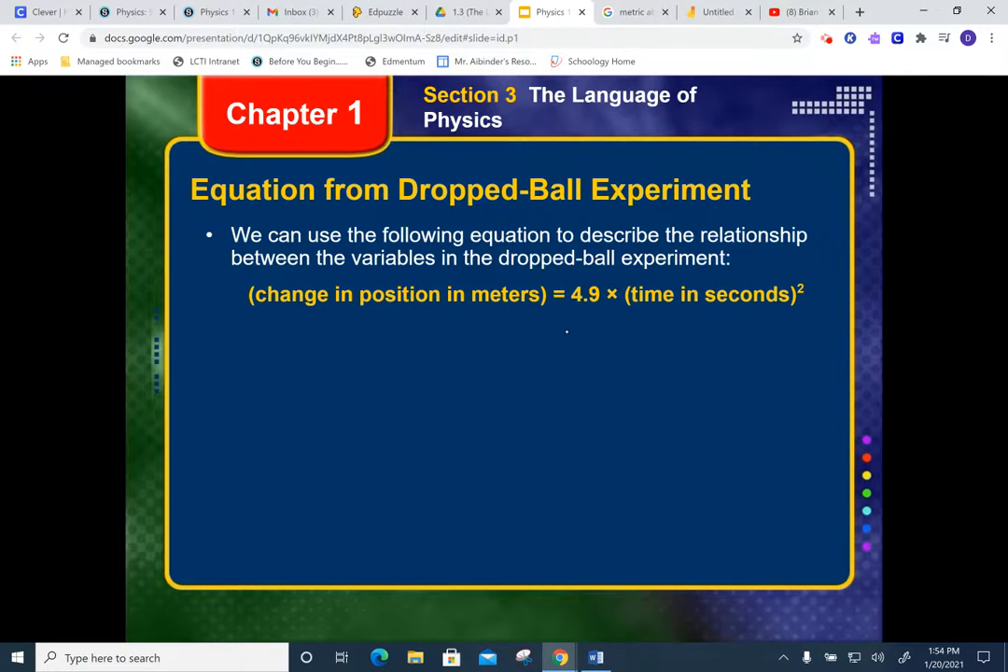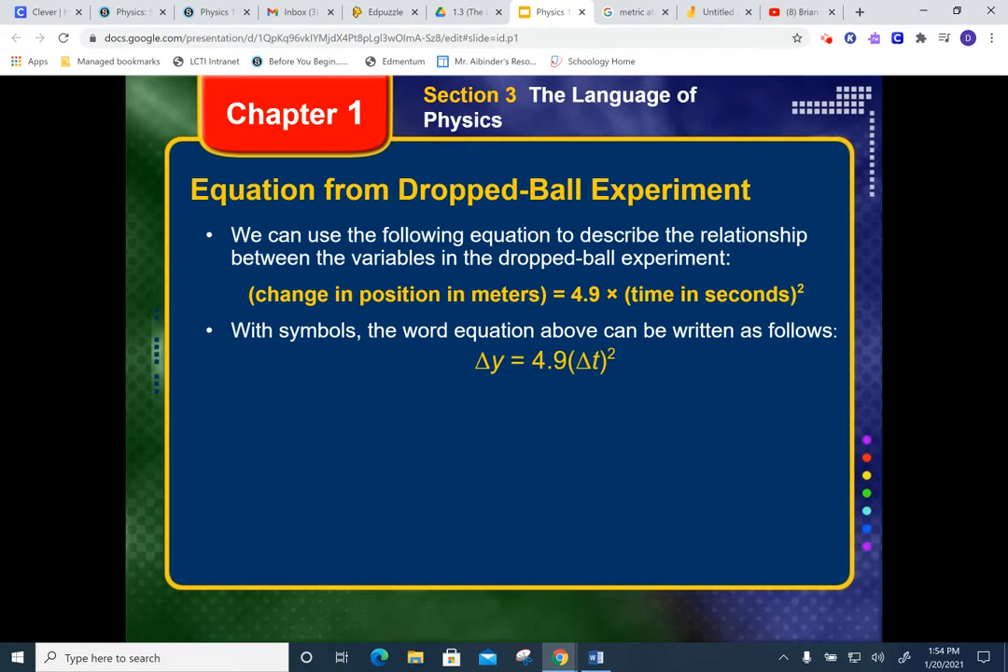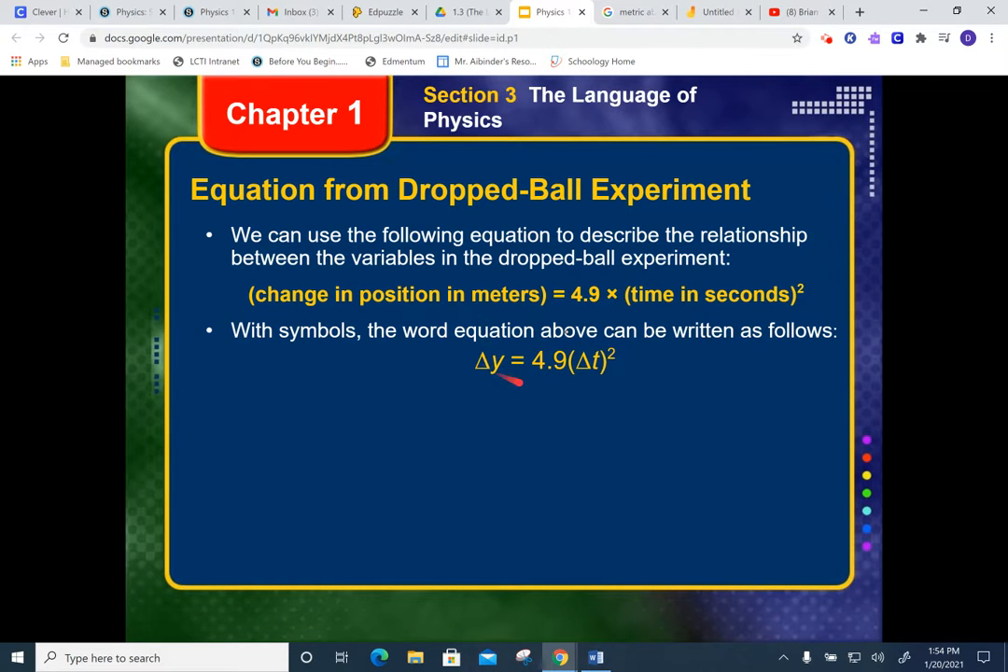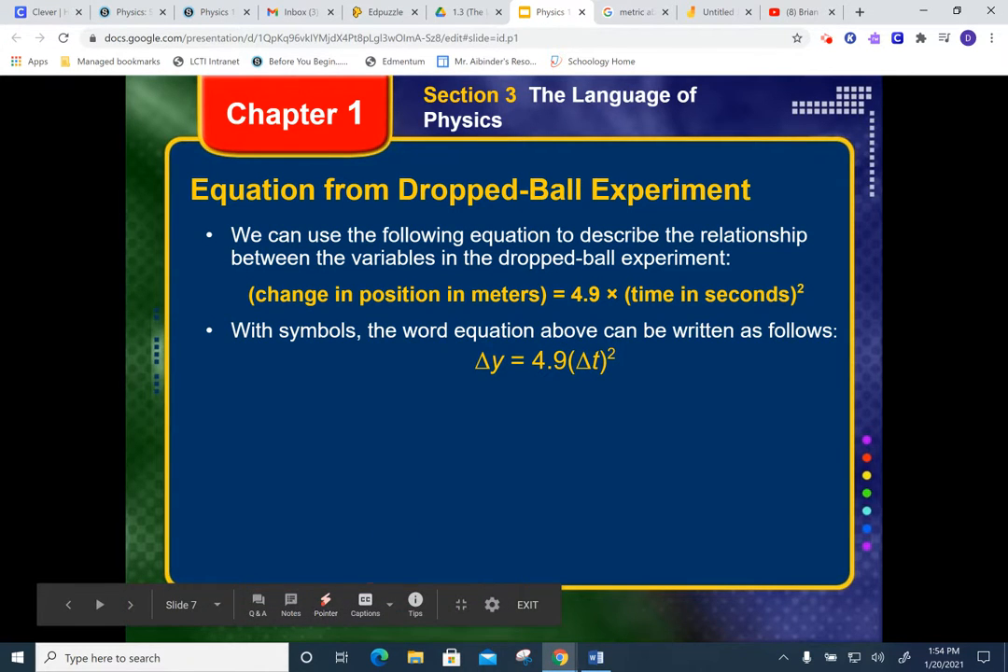Now, the equation from the drop ball experiment ends up being this. Delta y equals 4.9 times delta t squared. The actual equation is delta y equals 1/2 g t squared, where g is the acceleration due to gravity, but let's not worry about that right now. The delta means change. Delta y, the change in y, is dependent upon the change in time squared, okay? That is something that's very important to remember.